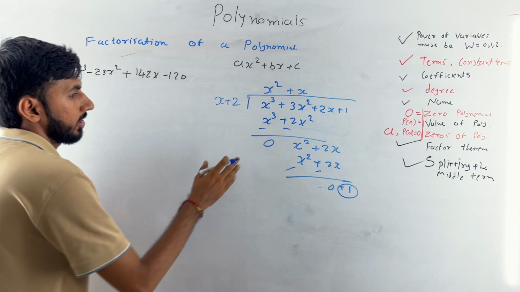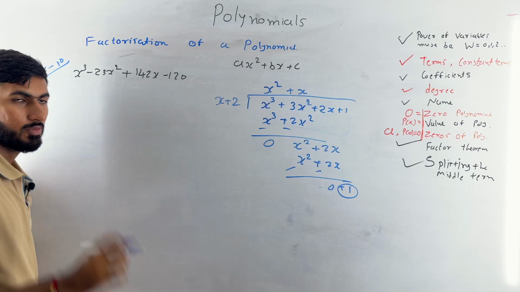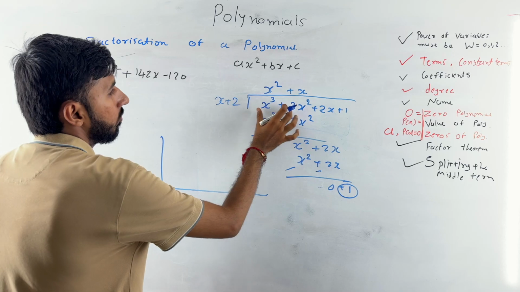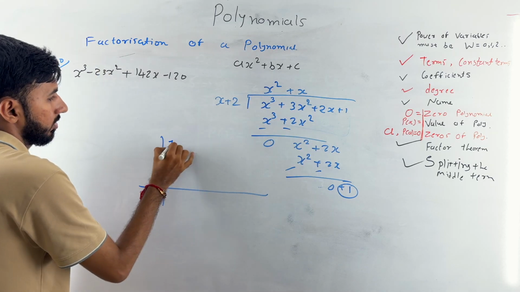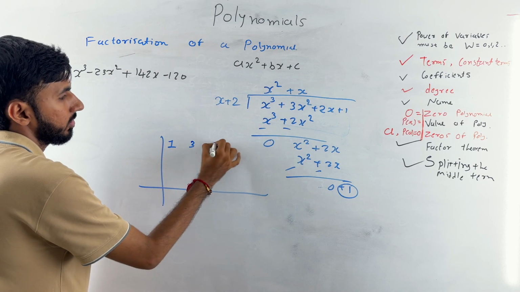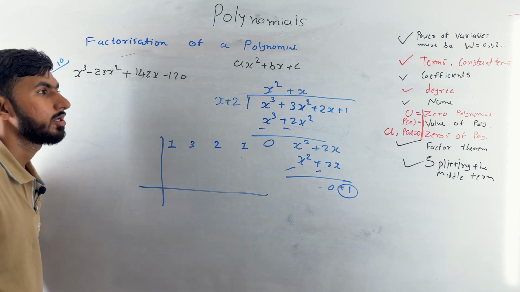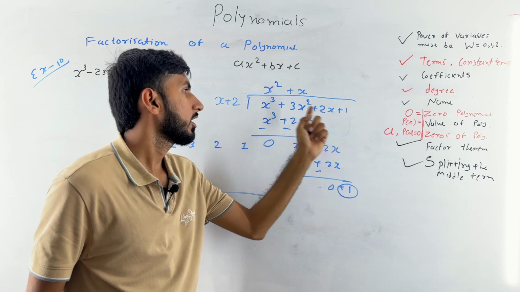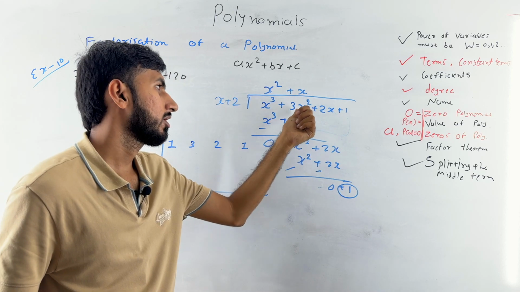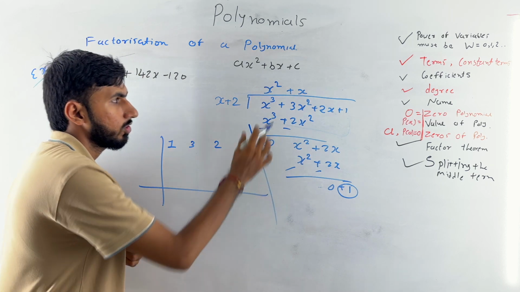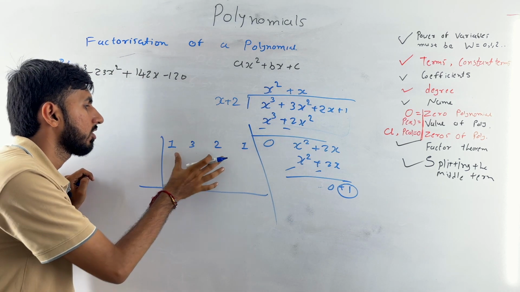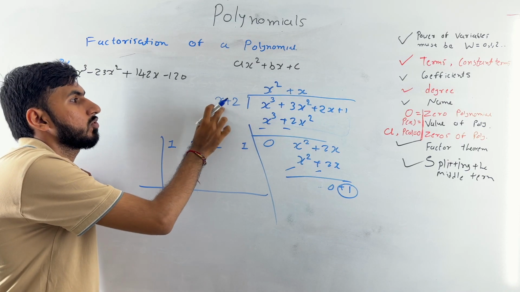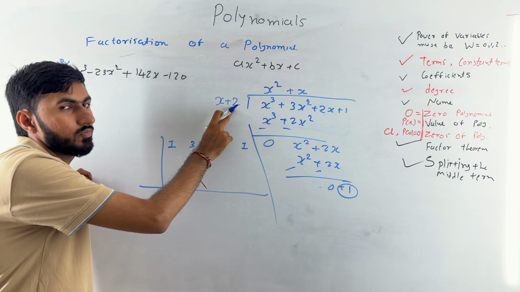Now there is another method, we call it the synthetic method. In that method, write all the coefficients of the cubic polynomial: 1 for x cube, 3 for x square, 2 for x, and 1 for the constant term. If there is no term of x square or x, then you have to write the coefficient of that term as 0, right? Here we have all 4 terms in the cubic polynomial, so I have just written all 4 coefficients of that polynomial.